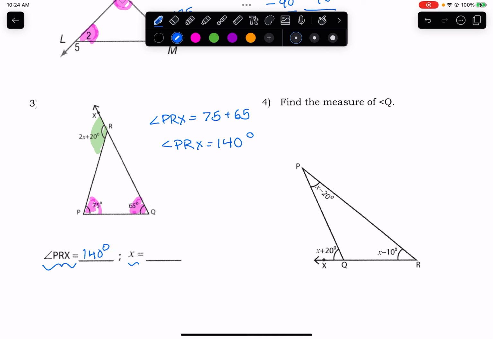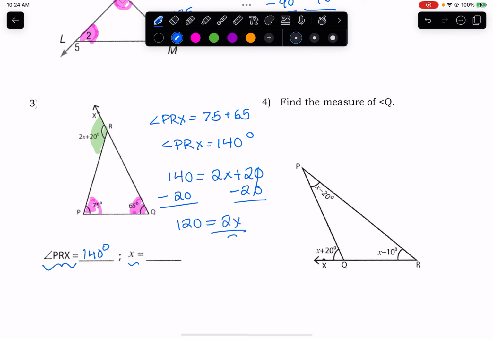Now I can use that to solve for x because 140 and 2x plus 20 are both PRX. So I solve a two-step equation, get rid of the constant term first. I have 120 equals 2x, divide by 2, and we get x is equal to 60.